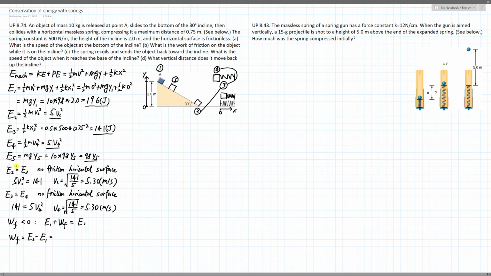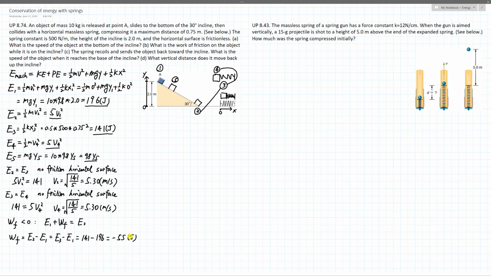And according to this, E2 and E3 are the same. That's the same as E3 minus E1, and they both have numerical values pretty conveniently listed here. So 141 minus 196. That's a negative 55 joules of energy. So friction did 55 joules of negative work that took this much energy out of the block.